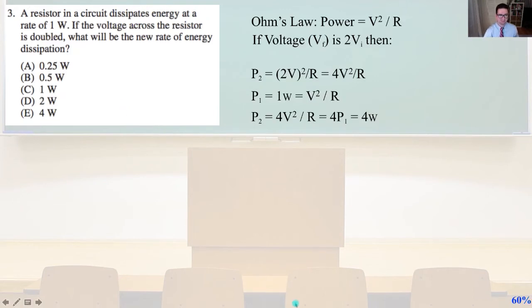Number 3, we're making some progress. A resistor in a circuit dissipates energy at a rate of 1 watt. If the voltage across the resistor is doubled, what will be the new rate of energy dissipation?